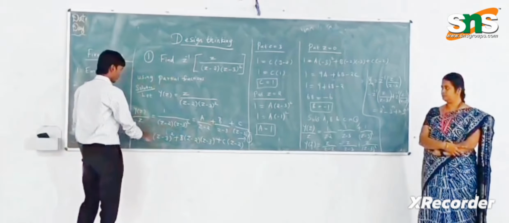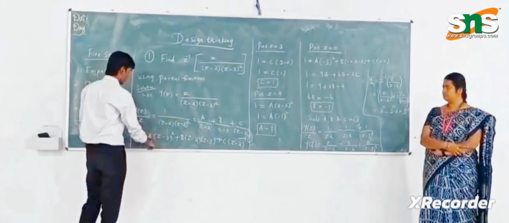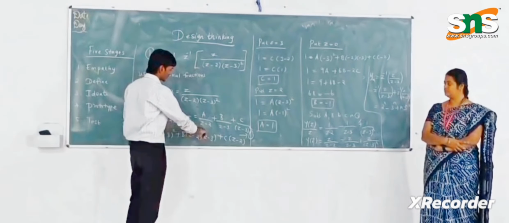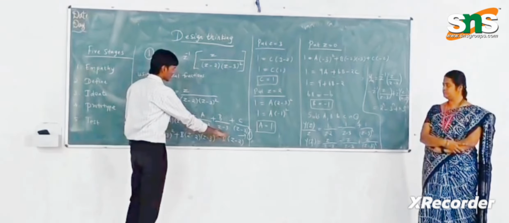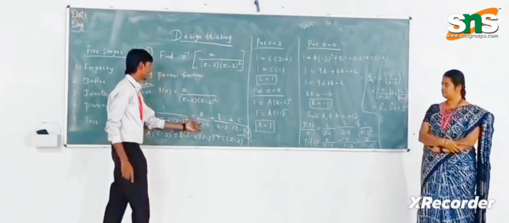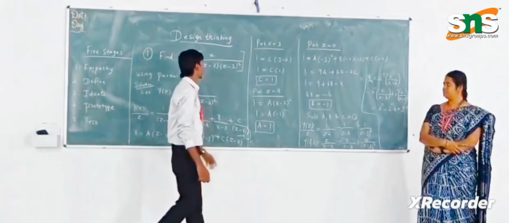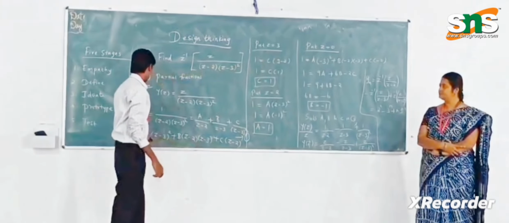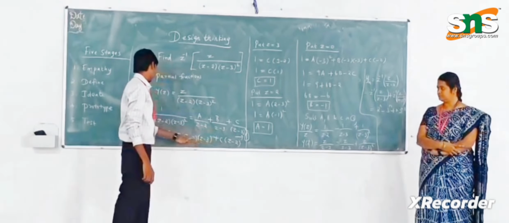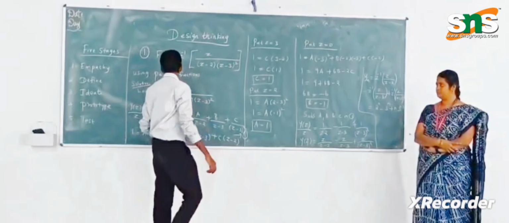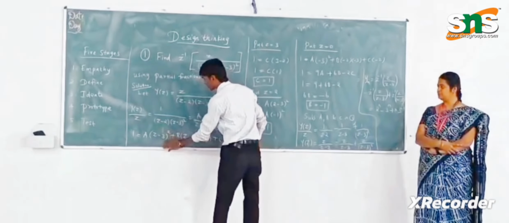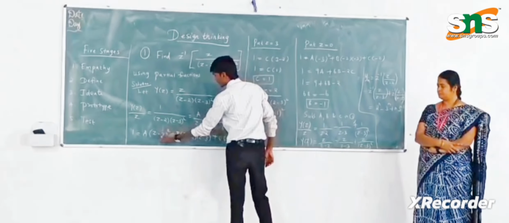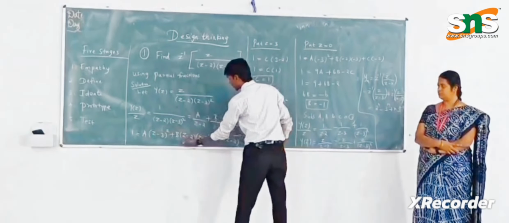Now we get the equation: 1 equals A of (z minus 3) square plus B into (z minus 2) into (z minus 3) plus C into (z minus 2). This equation is obtained by taking the LCM of the above equation. Now put z equal to 3 to find the variables A, B and C. When z equals 3, the A term becomes 0 and the B term also becomes 0, because 3 minus 3 equals 0.